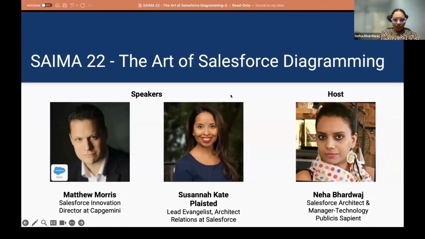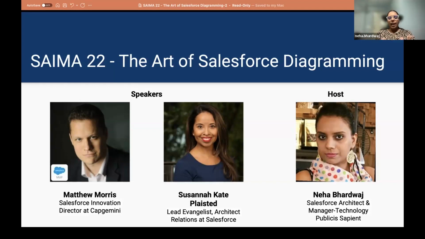Let's go to the next slide. First, we have Matthew, the Salesforce Innovation Director at Capgemini. He'll be sharing his expertise on diagramming fundamentals along with a couple of bonus items, as he told us. So be ready for that secret package that he's going to share with us. Following Matthew's presentation, we will hear from Susanna, a Salesforce architect evangelist with a profound commitment to using technology to improve lives. Susanna will be discussing the Salesforce diagramming framework and the valuable resources available on architect.salesforce.com.